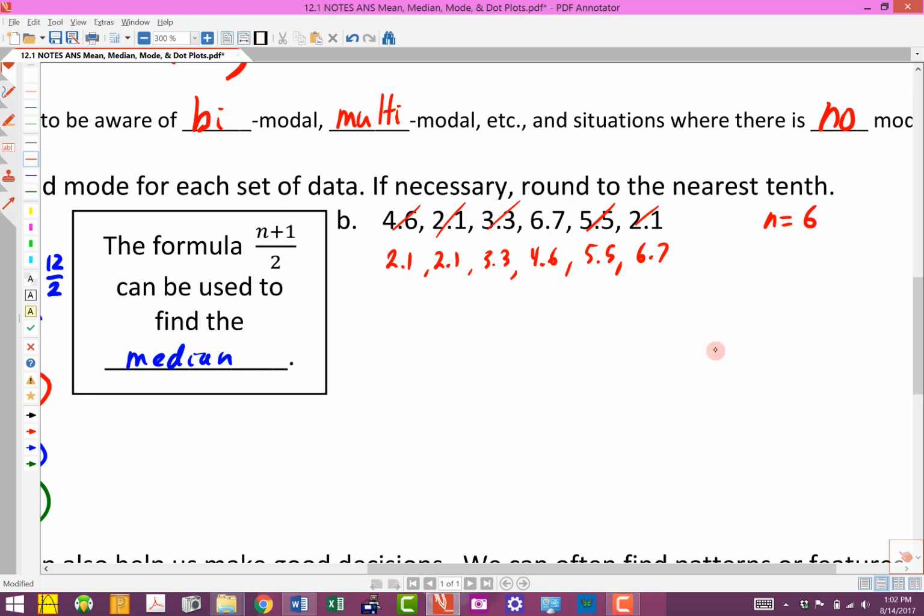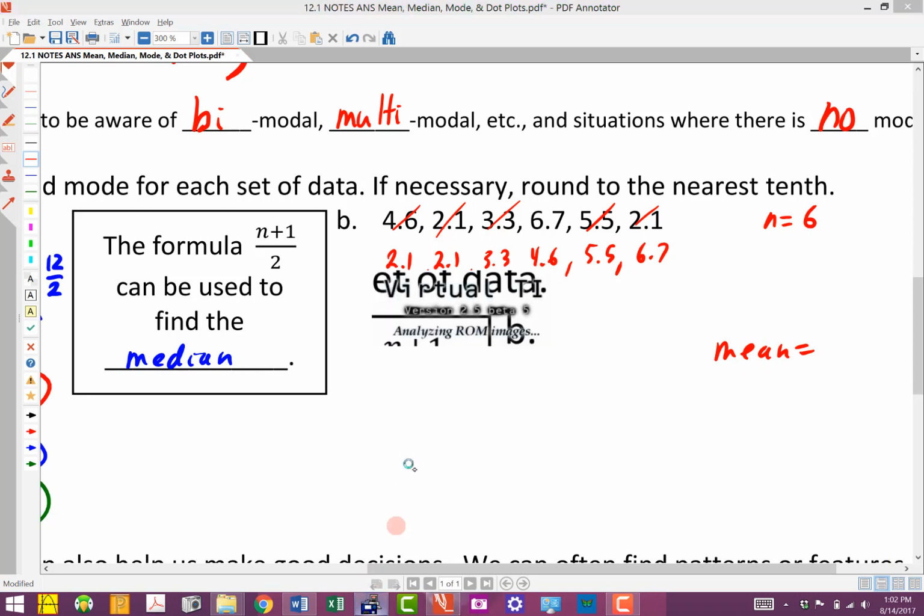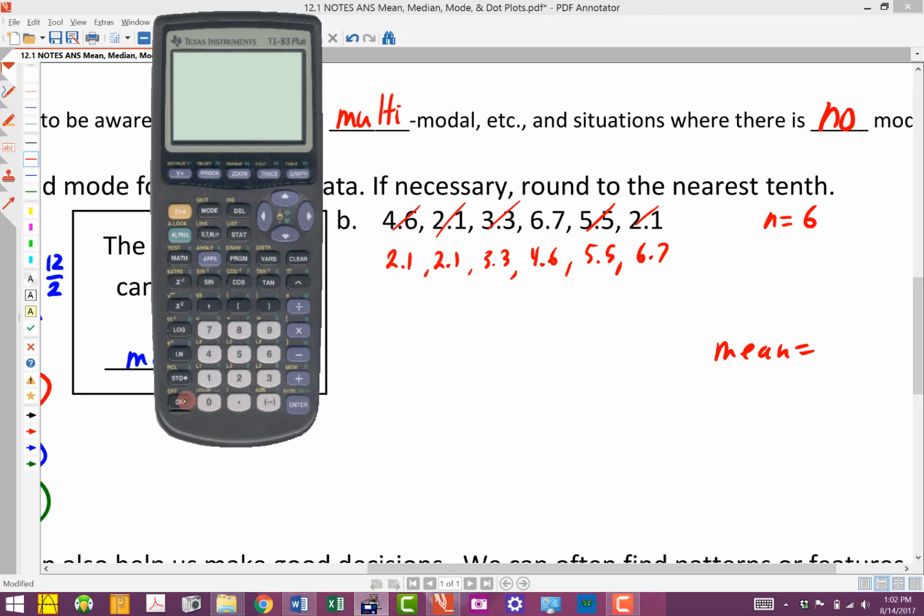Now let's go ahead and find the mean. If we find the mean, we have to add those up and divide by 6. So I'm going to grab the calculator and we'll throw these in here. Now if you want to do a little bit of it in your head, that's totally okay. Like I could put 2.1 plus 2.1, or I could just say 4.2 plus 3.3 plus 4.6 plus 5.5 plus 6.7. Because I often make mistakes as I'm using my stylus to put these in, I've got 4.2, 3.3, 4.6, 5.5, and 6.7. So I've added those up the right way.